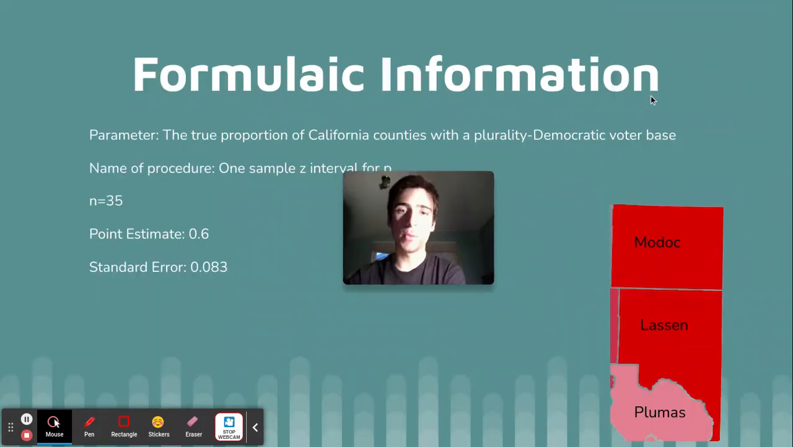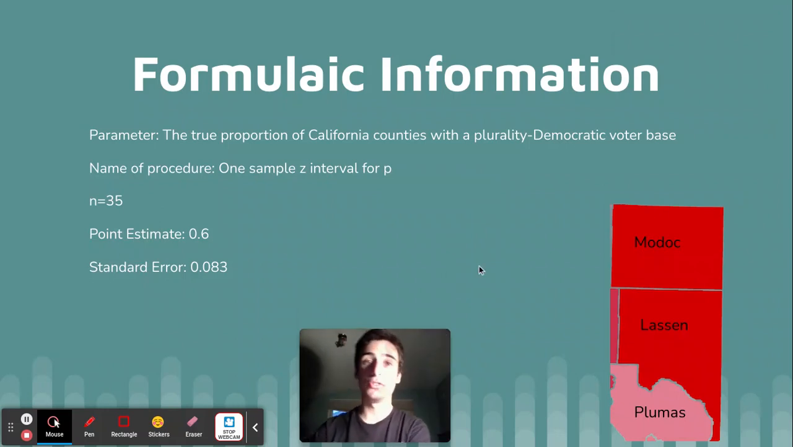So now here's some formulaic information for when we decide to do the confidence intervals. Our parameter is the true proportion of California counties with a plurality Democratic voter base. The population is all 58 California counties. The sample is the 35 that I randomly selected. The name of the procedure is one sample z interval for p. The point estimate I calculated was 0.6, which in context means we estimate that 60% of California counties are plurality Democrat. The standard error is 0.083.